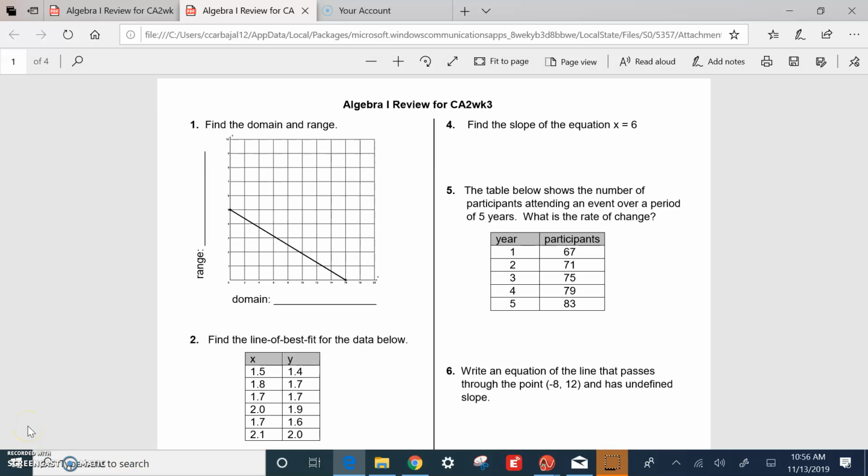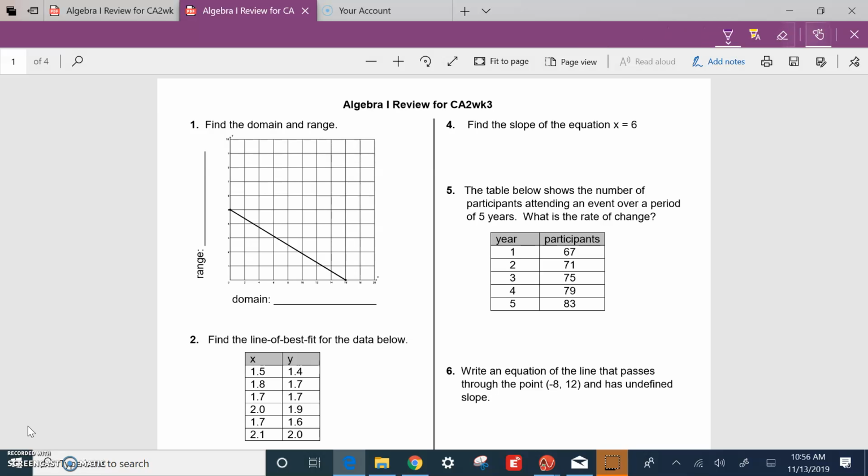Our first question for the review says, find the domain and range. So domain is our x value. If you go left to right, we're focusing on our x-axis. Our line starts here at 0, and then it stops at 16. So 0 is less than or equal to x is less than or equal to 16.